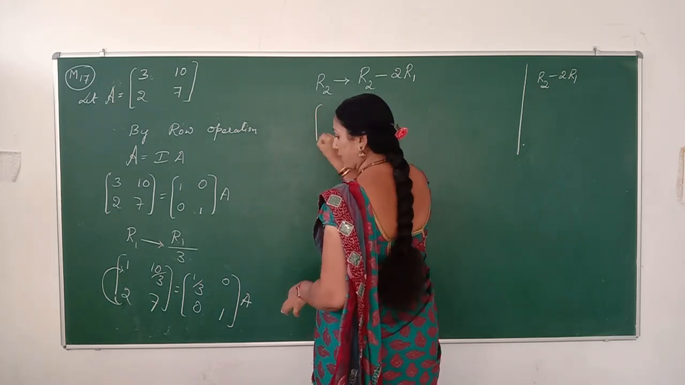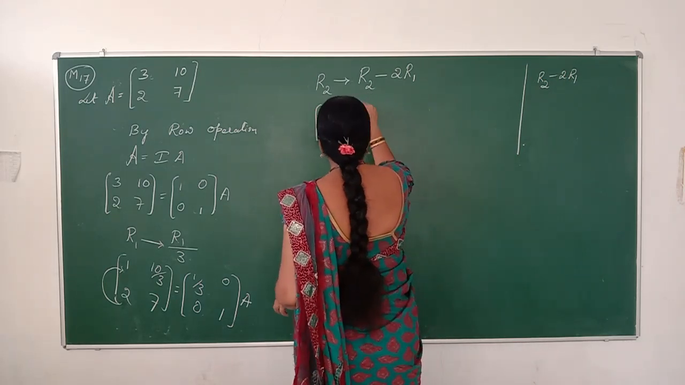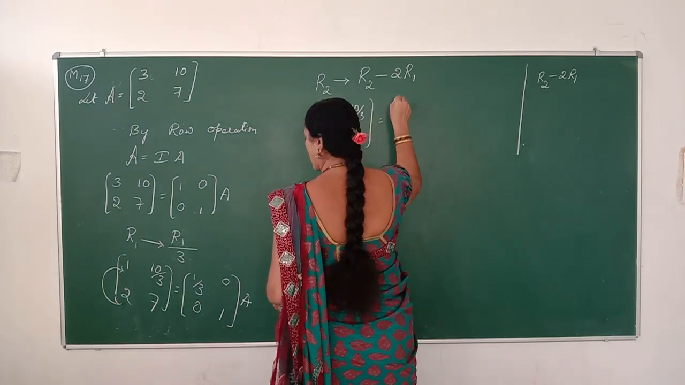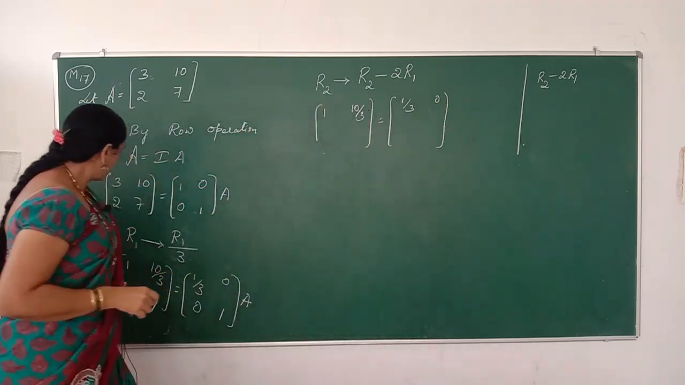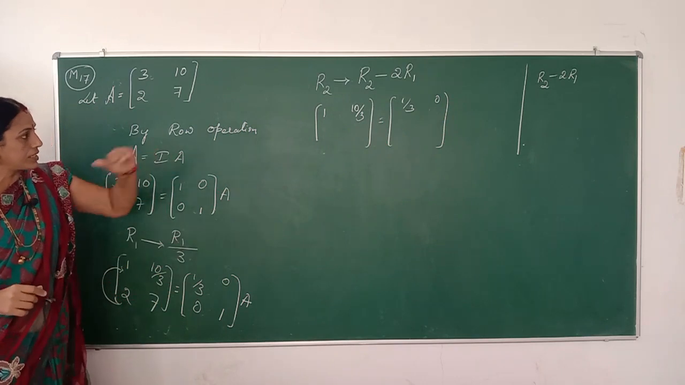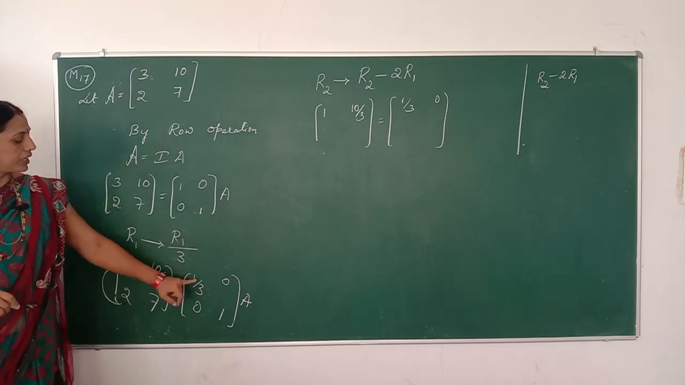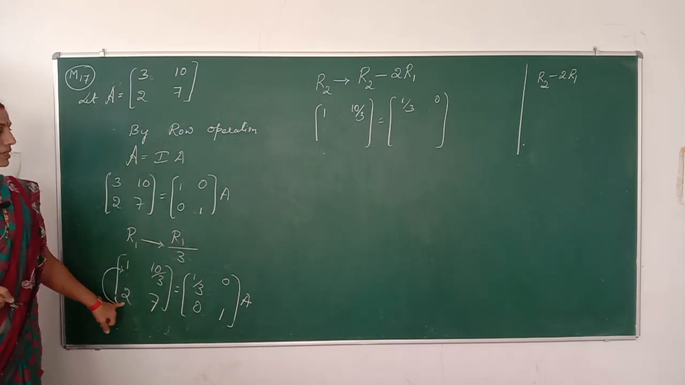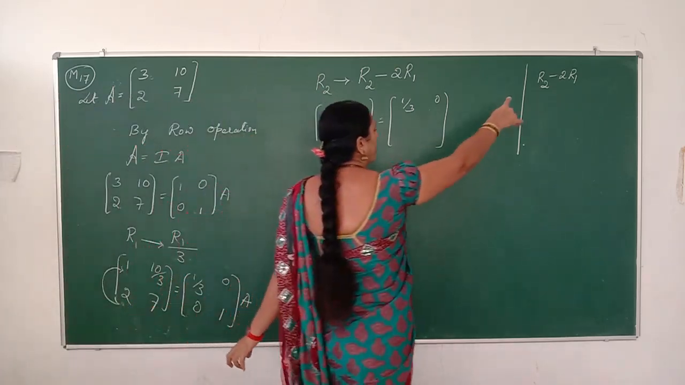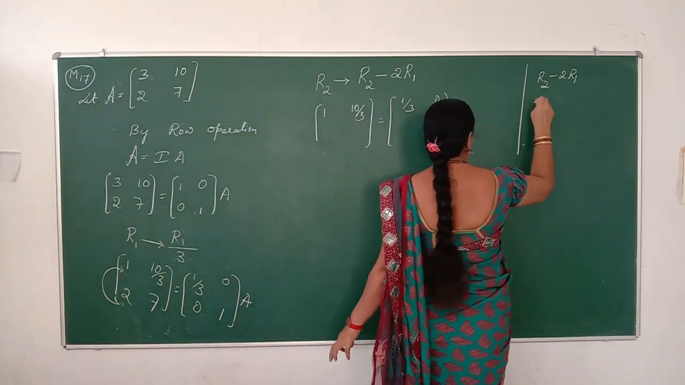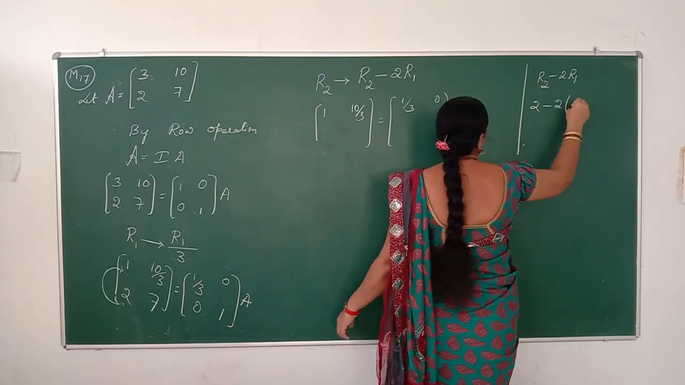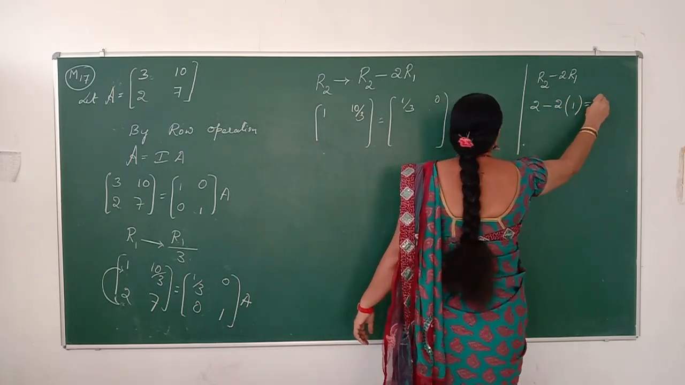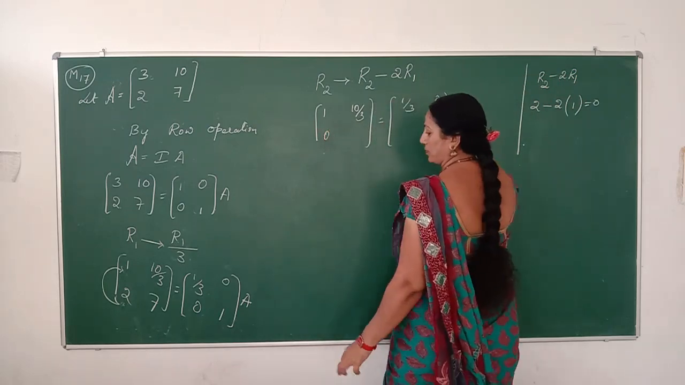The elements of the first row are 1, 10 by 3, and in the RHS 1 by 3, 0. The elements of the first row continue in the same form: 1, 10 by 3, 1 by 3, 0. The elements of the second row are simplified using the condition: R2 is 2 minus 2 times the corresponding R1, which is 1. So 2 minus 2 can be written as 0.